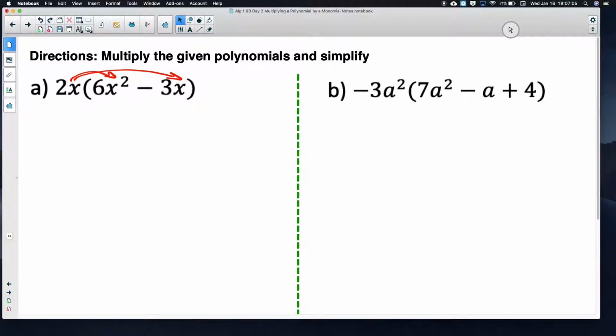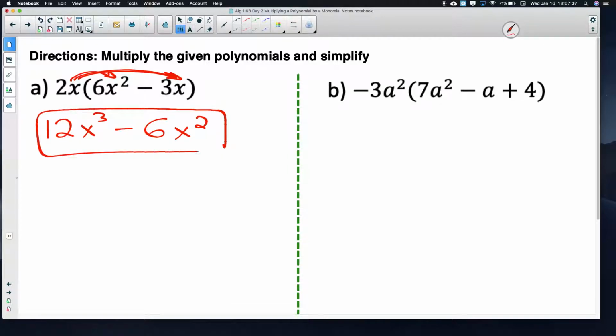I add those exponents. So I've got 2 times 6, that's going to give me 12. x times x squared is going to give me x to the third. And then I've also got 2x times negative 3x. So 2 times negative 3 gives me minus 6, and x times x gives me x squared. Now, take a step back. You always want to look, is there anything that I can combine? Any like terms going on here? Not the case here. Nothing else I can simplify.